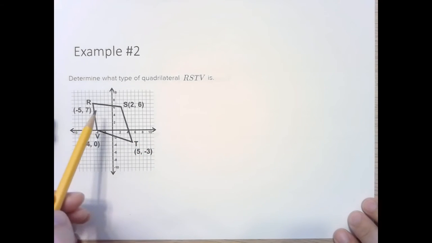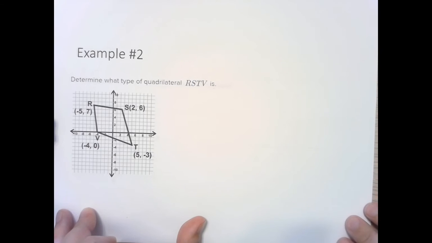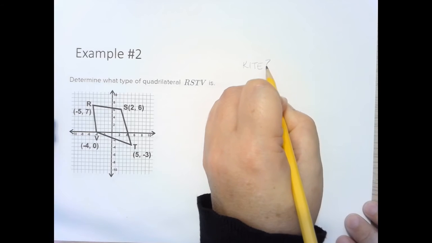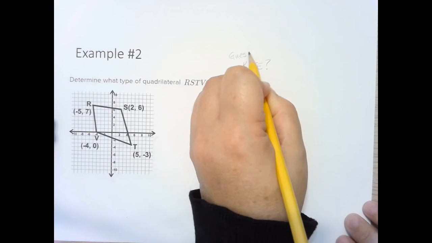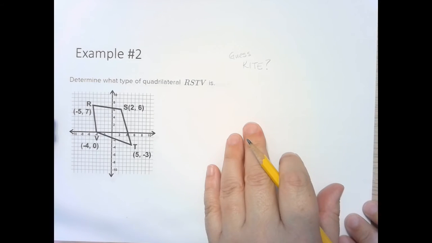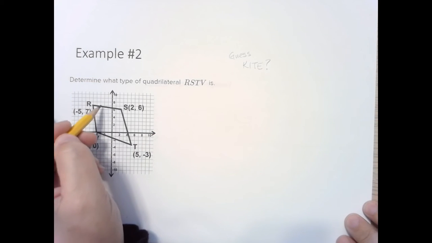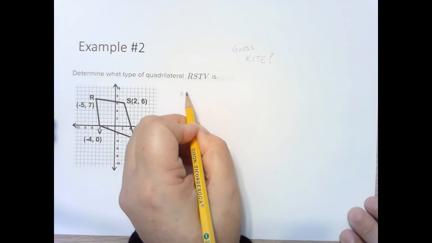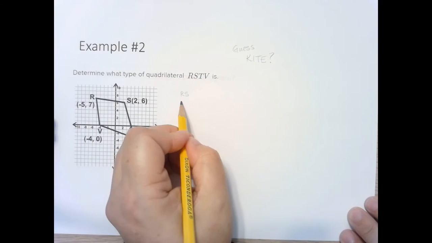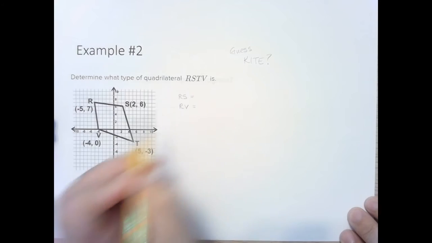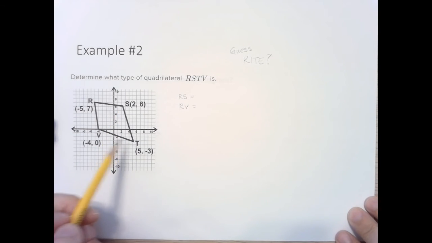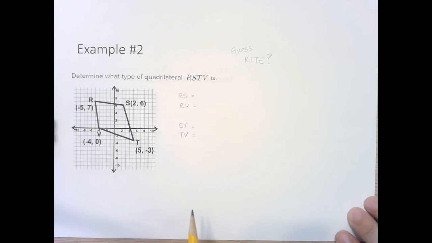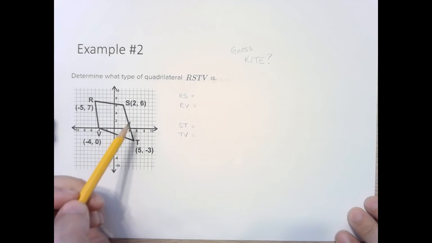So I'm looking at this, and if I turn it sideways a little bit, I'm hoping you're thinking the same thing. I'm thinking I'm looking at a kite. So that's my guess. If that is what I have, then I want to know, are this side and this side the same length? Is RS, from R to S, and R to V, do they have the same distance? And then do ST and TV have the same distance?